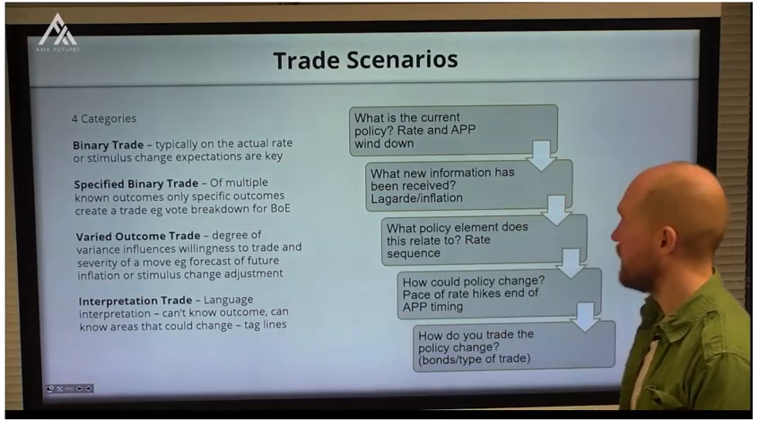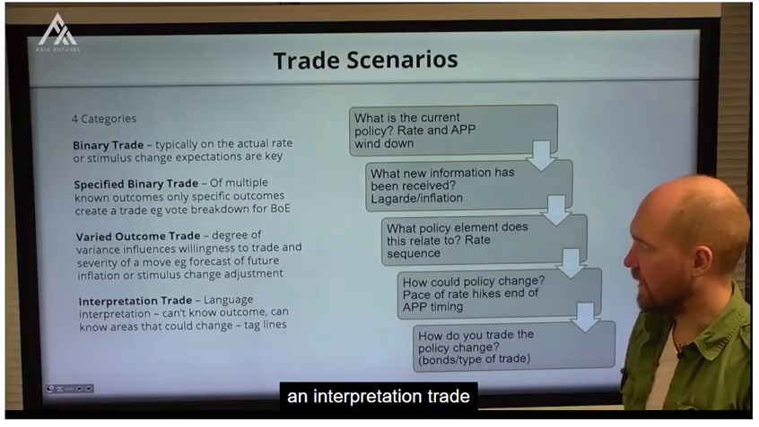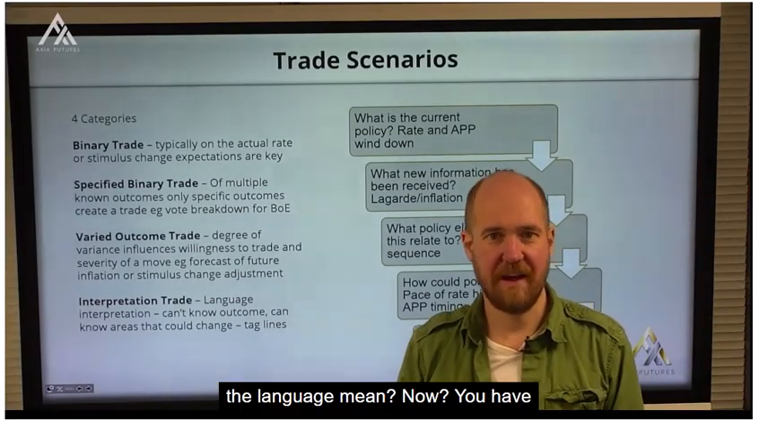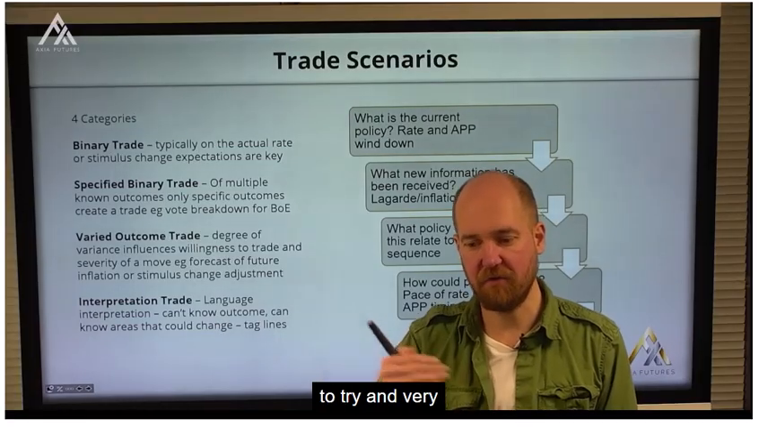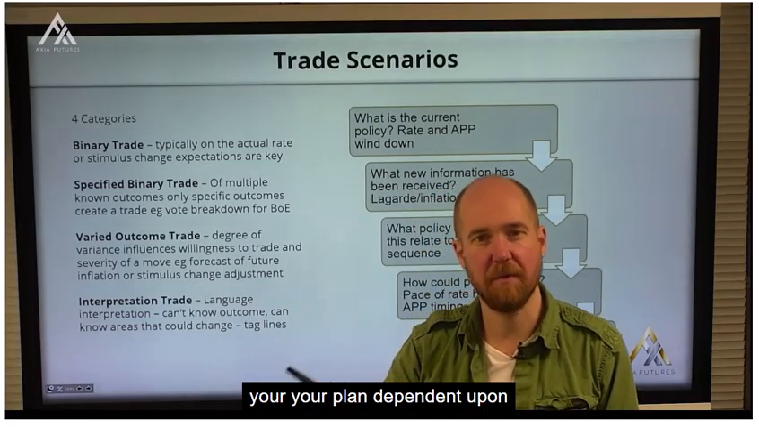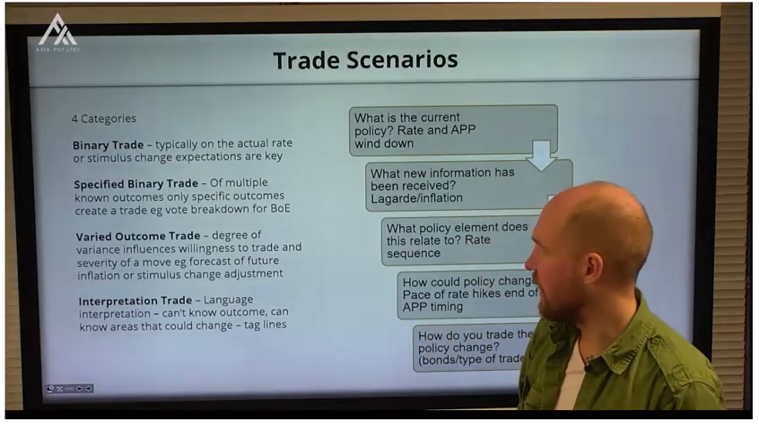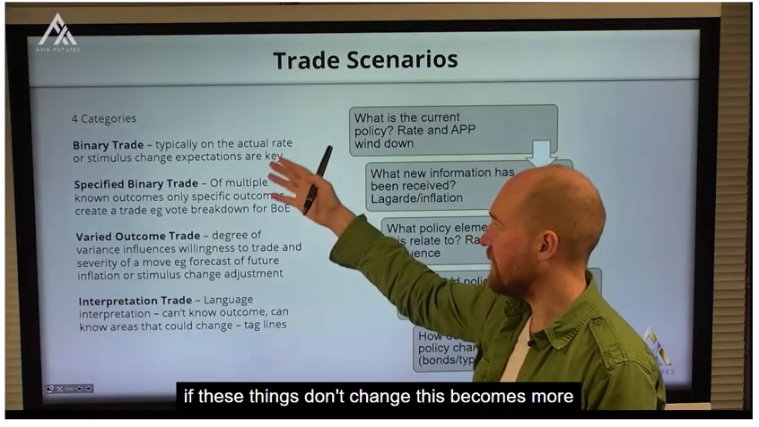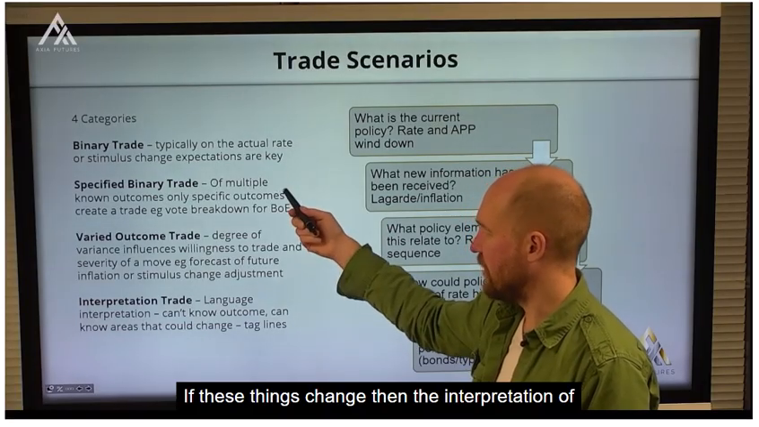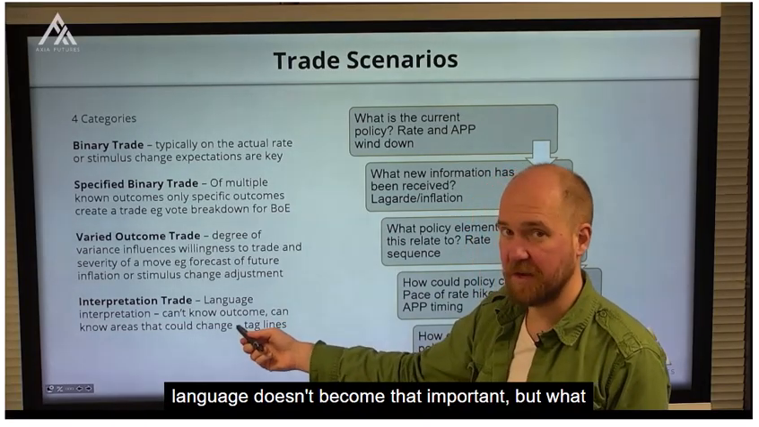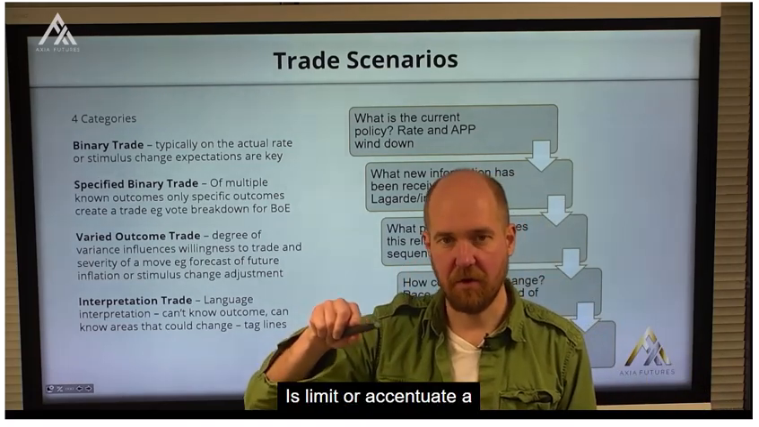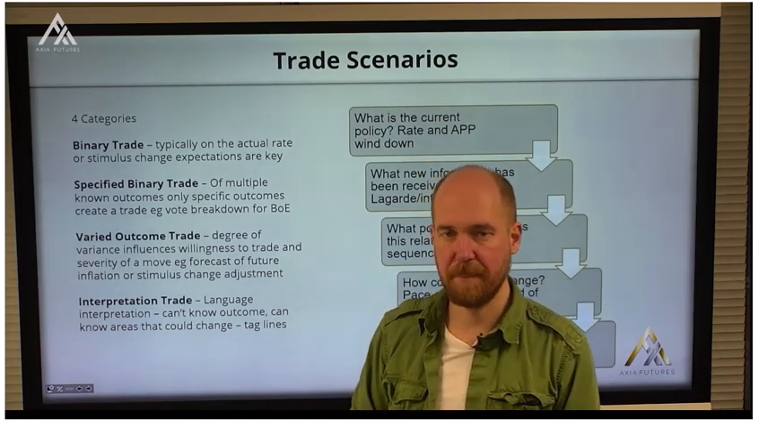And then you have an interpretation trade. This is the interpretation of language. What does the language mean? Now, you have to try and vary your plan dependent upon what is said. So what I mean by this is, if these things don't change, this becomes more important. If these things change, then the interpretation of language doesn't become that important. But what it can do is limit or accentuate a movement.